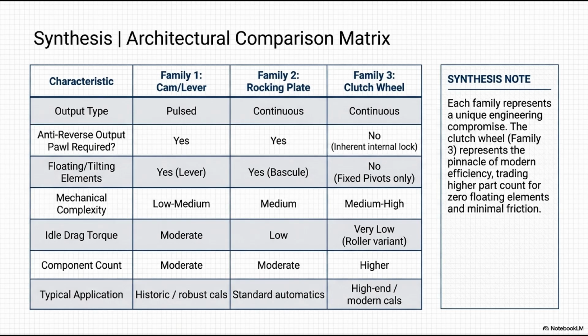Family 3, the clutch wheel, produces continuous output, crucially requires no anti-reverse pawl due to internal locking, features no floating elements, only fixed pivots, has medium to high mechanical complexity, and achieves very low idle drag, especially in roller variants. Synthesis note: each family represents a unique engineering compromise. The clutch wheel represents the absolute pinnacle of modern efficiency, intentionally trading a higher part count and extreme manufacturing tolerances for the holy grail, zero floating elements and minimal friction. This is why it dominates high-end modern calibers.